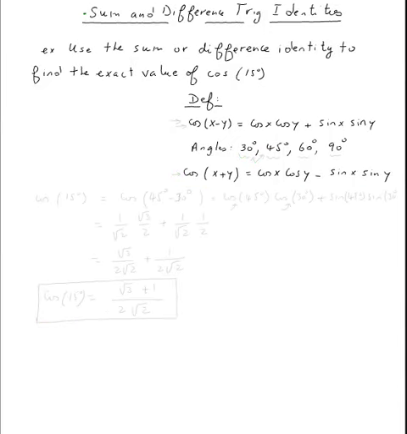The topic is sum and difference trigonometric identities. So let's do this example. Use the sum or difference identity to find the exact value of cosine of 15 degrees. So this is the key. We're supposed to use either cosine of x minus y or cosine of x plus y.